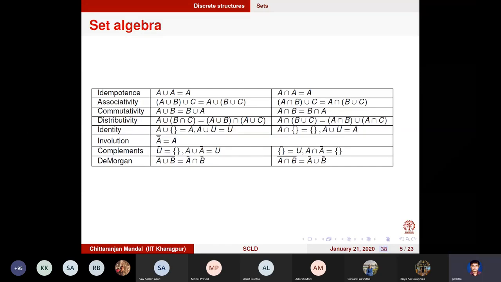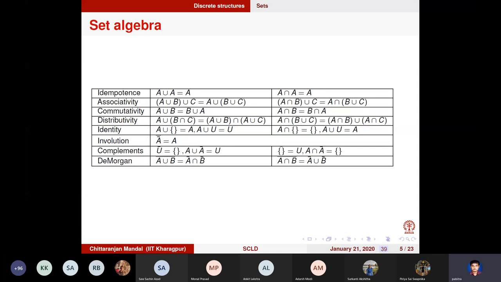commutativity. Commutativity means that you can change the position of the operands. So A union B is the same as B union A. You can change the order of the operands. Similarly, A intersection B is B intersection A.